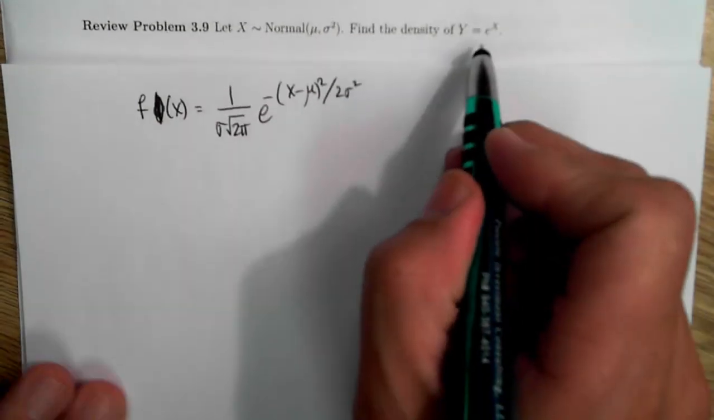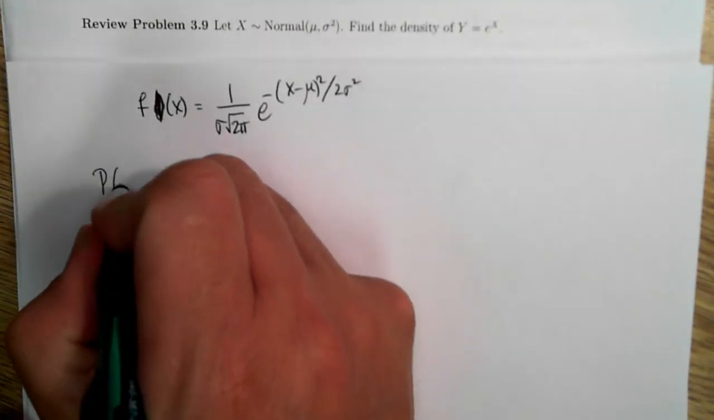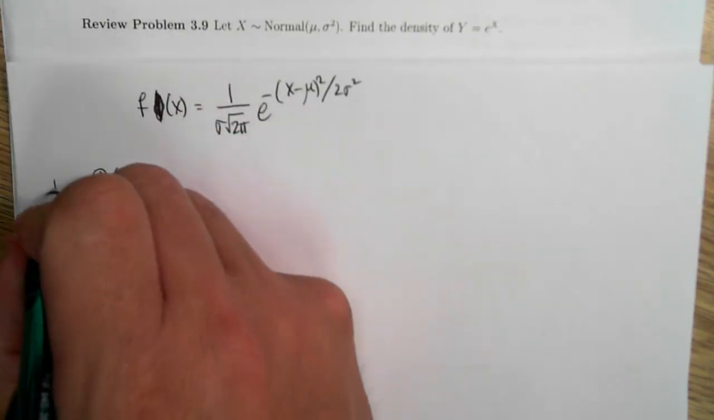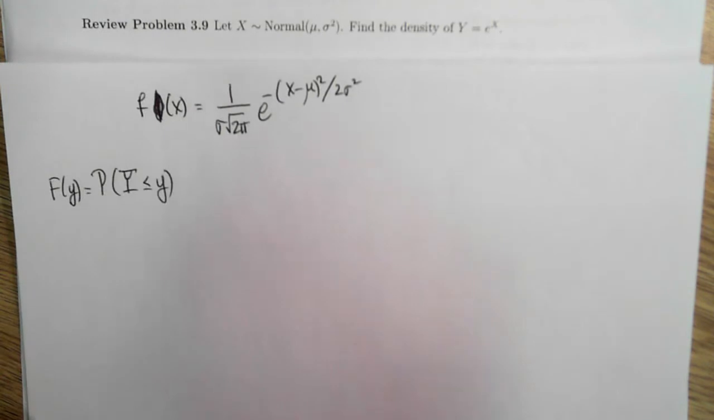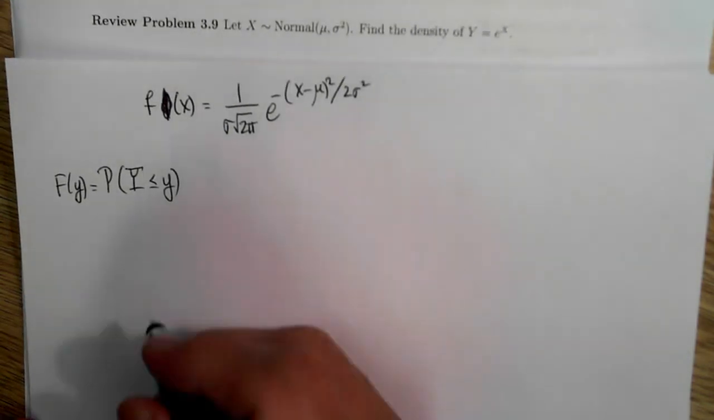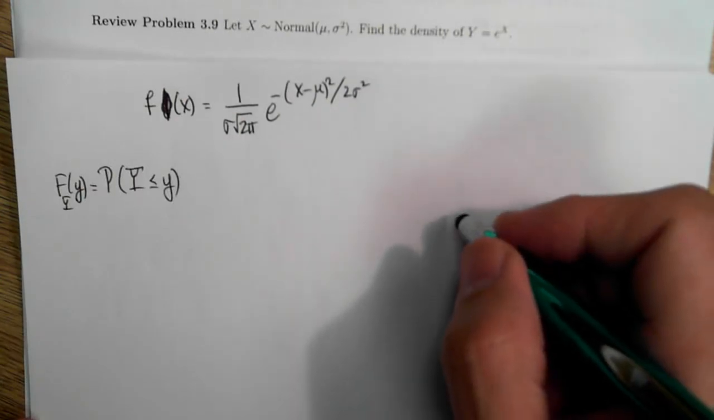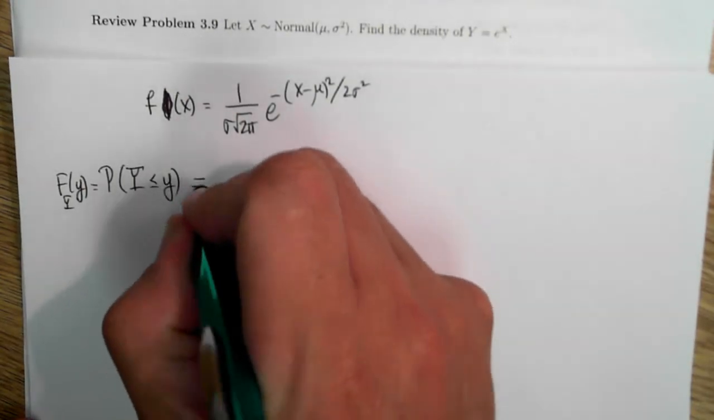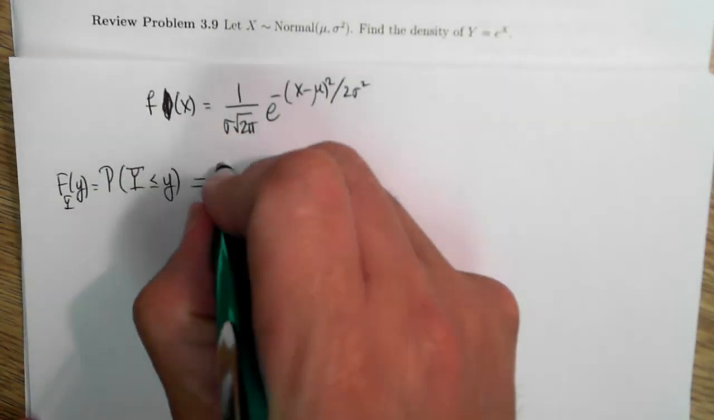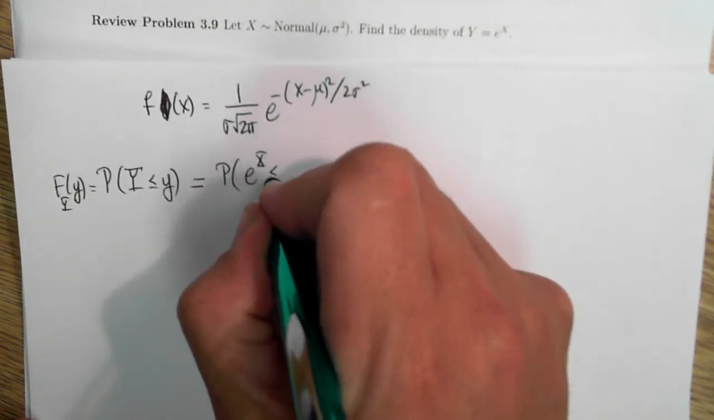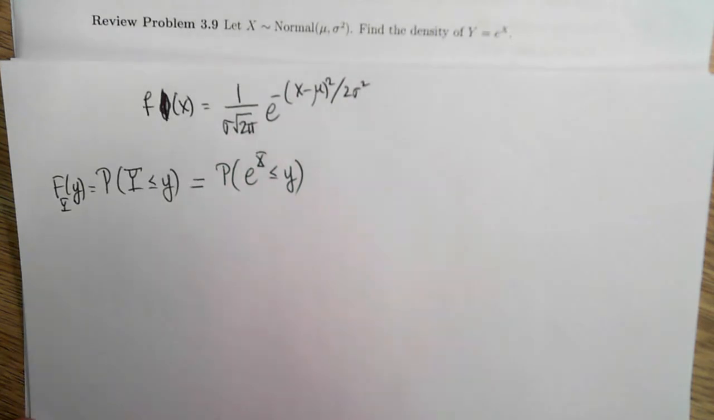So if I let Y equal e to the X, I want to find the probability that capital Y is less than or equal to y. That is going to be the CDF for capital Y. And then I will differentiate this to find the PDF for Y. Okay, so that's the probability that e to the X is less than or equal to y. And then I massage this inequality so that it involves only X.